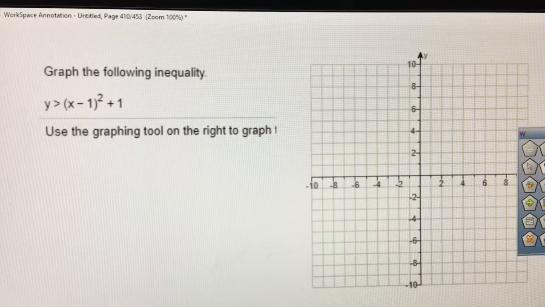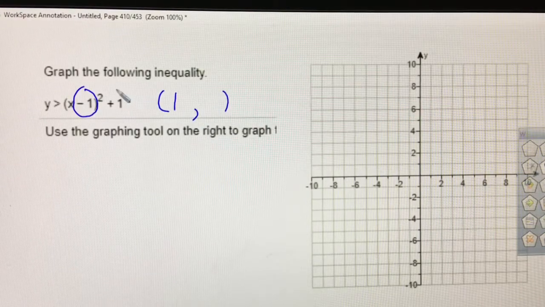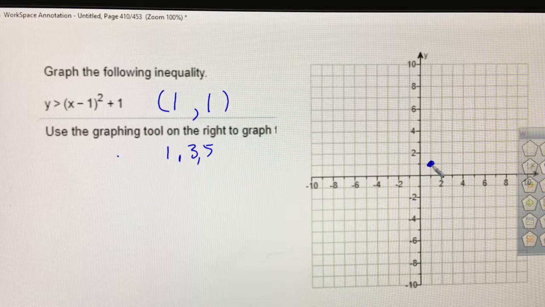This is a parabola in vertex form, and we're going to find the vertex by doing opposite same. So the opposite of negative 1 is positive 1. The same as positive 1 is positive 1. So that's my vertex. I go to 1, 1, and place my vertex there. Now I'm going to implement 1, 3, 5. So from that vertex, I'm going to go up 1 over 1, up 1, 2, 3 over 1. And I'm going to graph my parabola as best as I can.